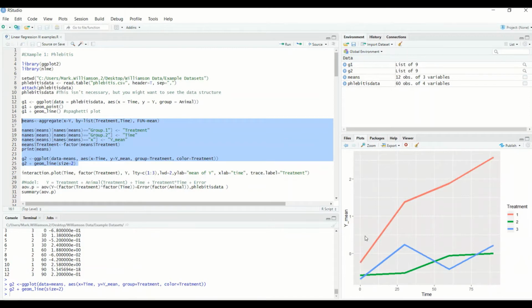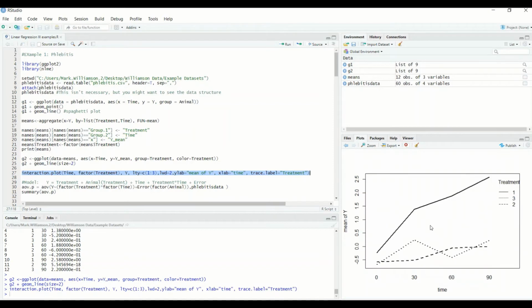You can see that for treatment 1, there is an increase over time. For treatment 2 and 3, they look about the same. A little bit different pattern, but overall pretty similar. And then it also turns out you can, instead of doing all this, just do an interaction plot. But it's nice to know you can do it manually too. It doesn't look as good, but it's a lot quicker. You can see the difference between treatments and time.